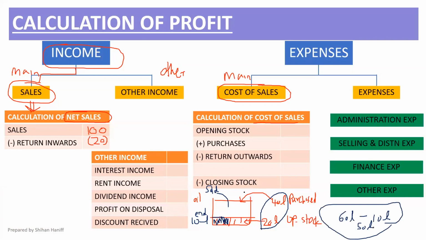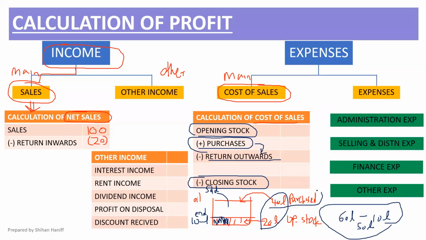So if we put this into an equation, opening stock plus purchases minus closing stock. That is how we calculate the cost of sales, which gives you how much we sold. And in between, if you have any return outwards from the purchases, that should be deducted. Let's say from a 40,000 purchase of 40 liters, 5 liters you return. So that should be deducted and you need to get the net purchases.